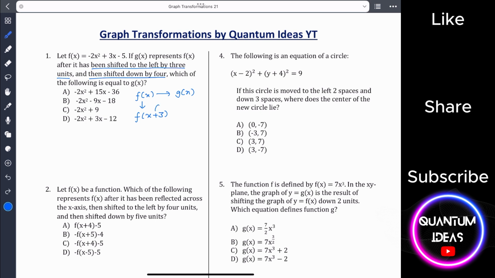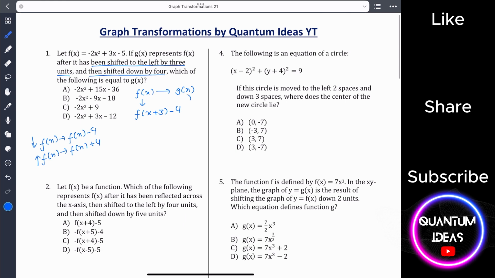Okay, then shift down by 4. If the function is shifted down by, let's say, 4 units, then you have to just subtract that quantity. If it's shifted down by 4, you write f(x) minus 4. If the function is shifted up, then you just add. So this is shifted down, this is shifted up. Since it is shifted down by 4, you subtract 4. Now this whole function is g(x).